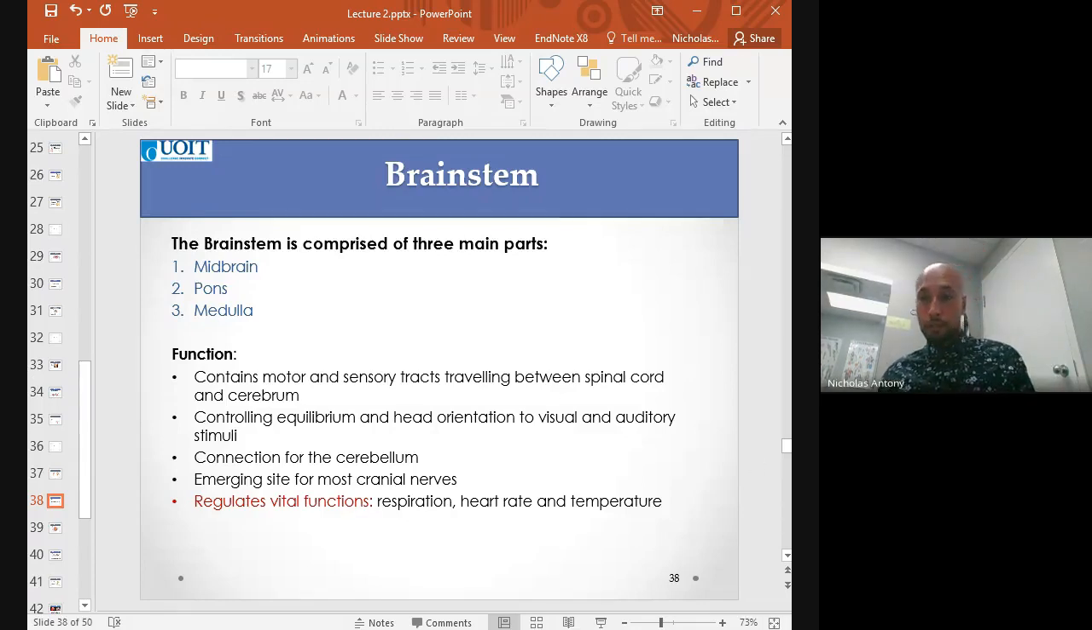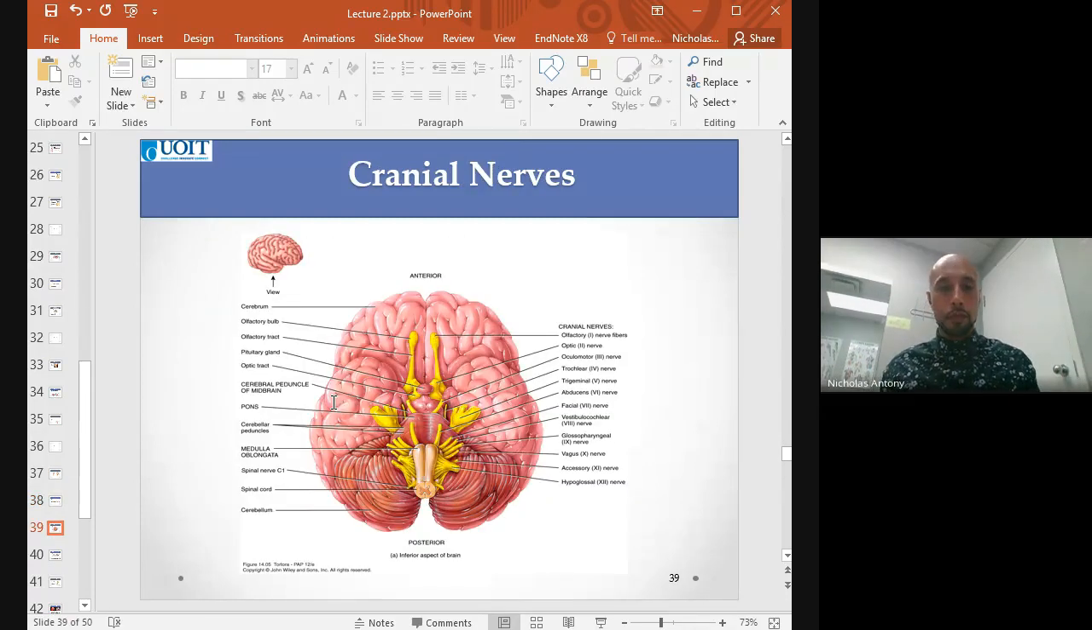So, just back to the lecture. Let's go through the individual parts of the brainstem and then discuss what each does. Here we have a diagram just showing the cranial nerves. These are not the nerves that are going to the body. These are the ones that are sensory and motor that are going to the head, face and neck. They're in yellow, and you can see that they all emerge from the brainstem.